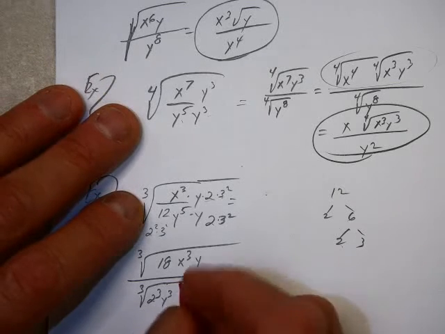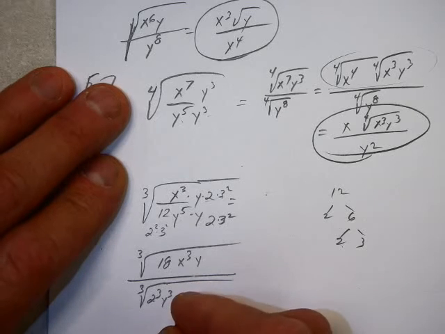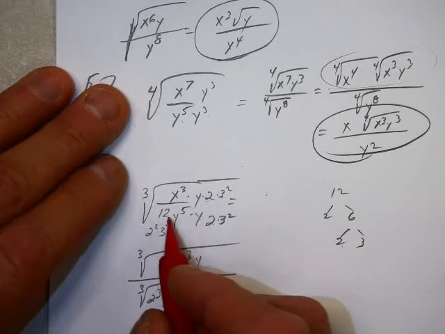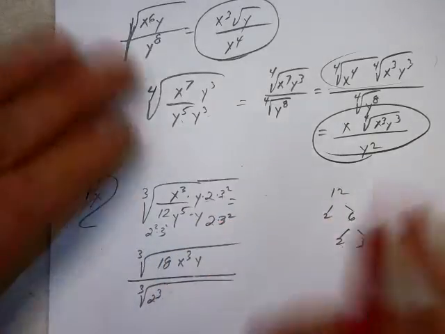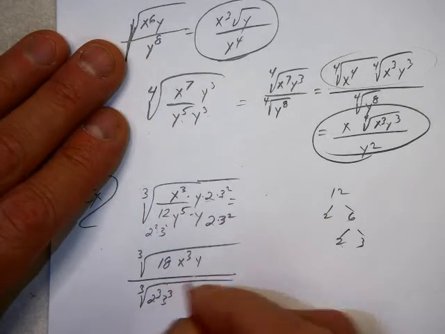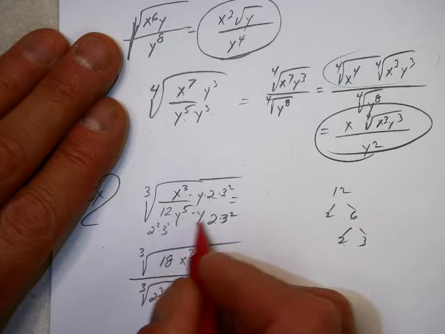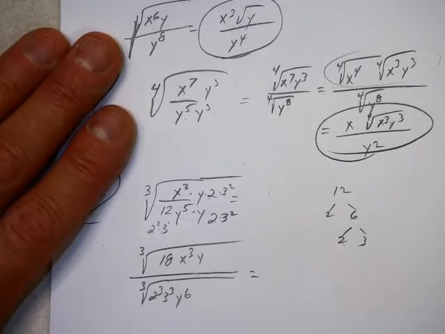Okay? It's kind of like they live in an area of town where it's not safe to go out by yourself. You got to have 3 people with you. Okay? And what else do I have? Oh, whoa. How about 2 to the third, 3 to the third? Does that seem better? And y to the sixth.